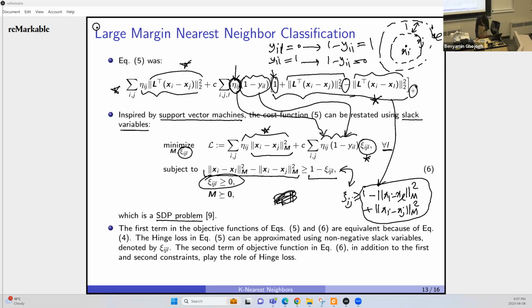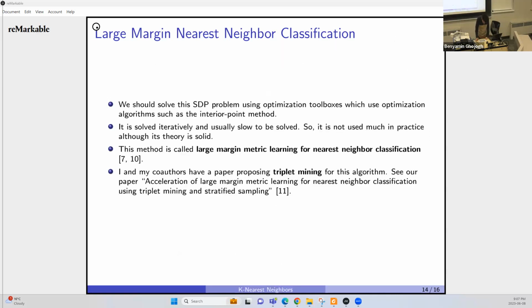Now we should solve this SDP problem using optimization toolboxes, which use optimization algorithms such as the interior point method. It is solved iteratively. Usually it is slow because SDP is usually hard and slow to solve using optimization toolboxes. Okay. That's why people don't use it much. But theoretically, it is sound. So it is not used much in practice, although its theory is solid. This method is called large margin metric learning for nearest neighbor classification, one of the KNN variants.